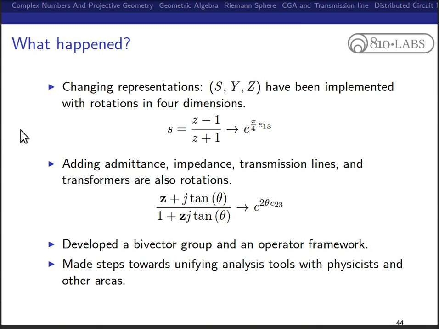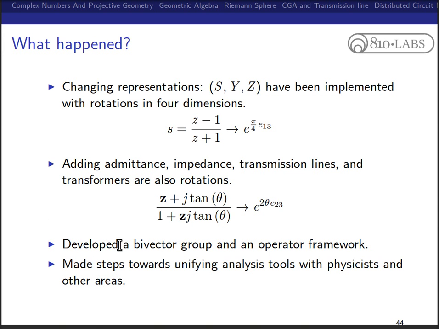Okay. We've also shown that adding admittance, impedance, and transmission lines and transformers are also rotations, and they form a group. So we've taken formulas like this, which is the input impedance of a transmission line, and we've converted it to a simple rotation.